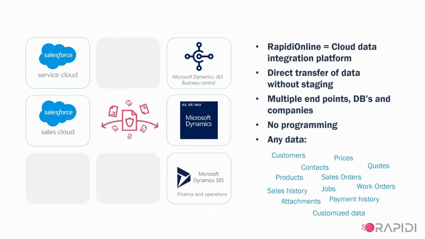RapidiOnline is a cloud data integration platform, which means that everything we do sits in the cloud. You don't have to install RapidiOnline on any of your servers. And when we do an integration, we have a direct transfer of data without any kind of staging, which means that we read and we write directly between the systems. And we don't have any of your data stored on any servers anywhere else than inside of your application, which is the most robust and secure way of doing integration.